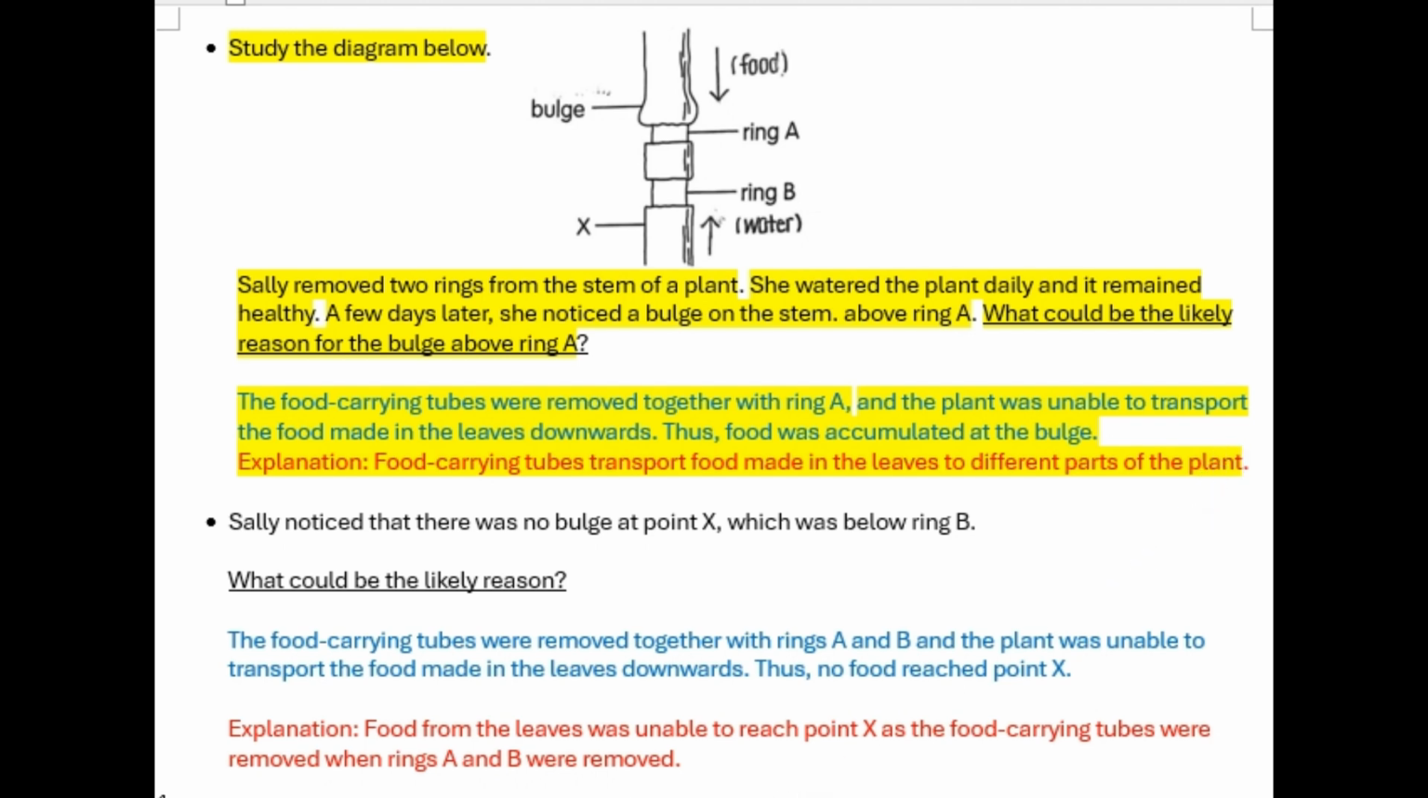Sally noticed that there was no bulge at point X, which was below ring B. What could be the likely reason?